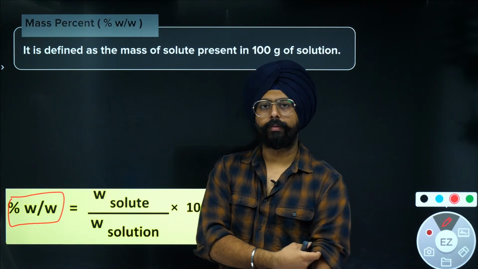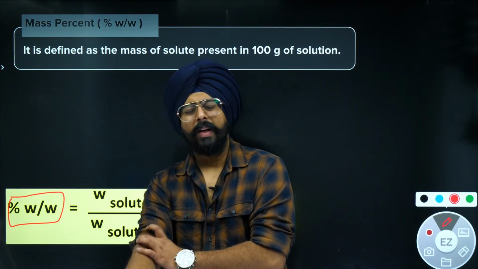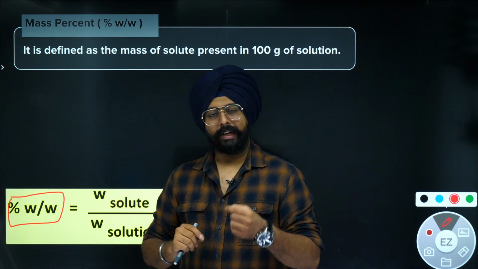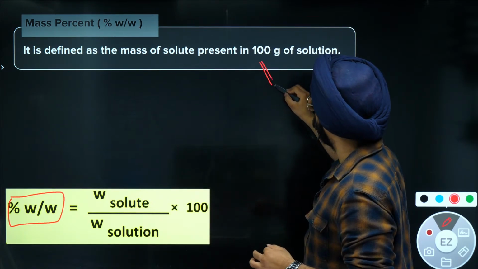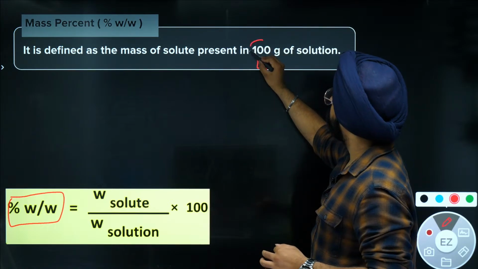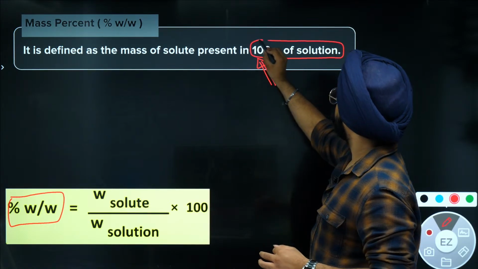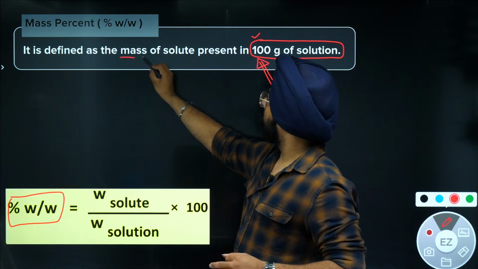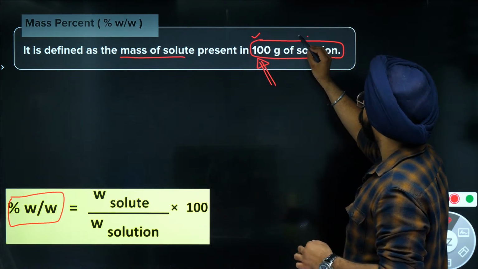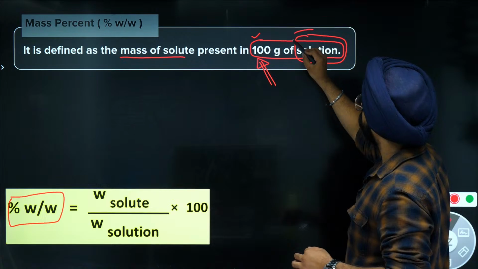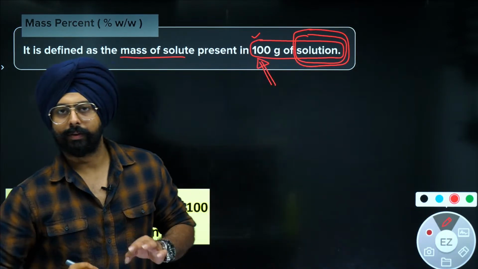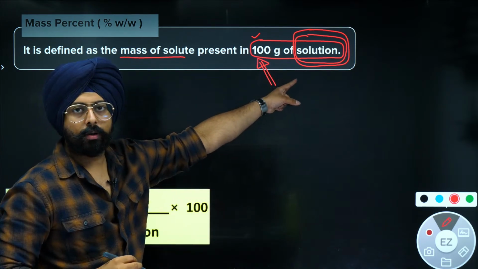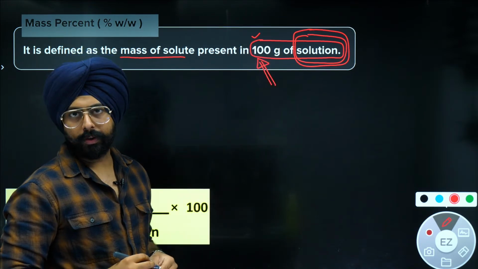writing the concentration. Now, the most simple definition that you should keep in your mind is, it is defined as the mass of solute present in 100 grams of solution. Mass of solute present in 100 grams of solution. The word solution is very important over here, extremely important.